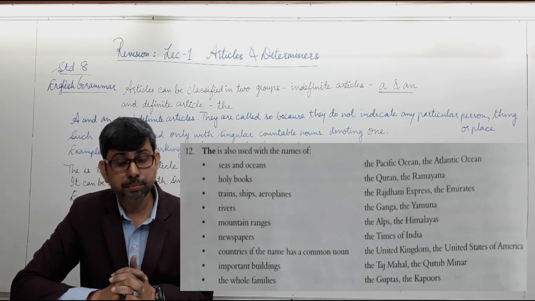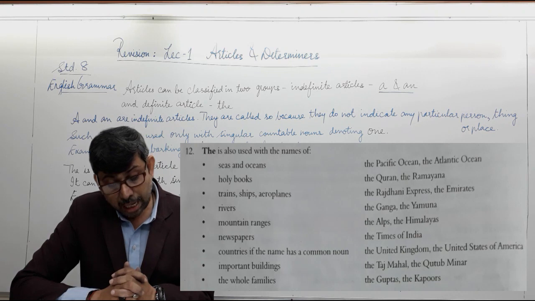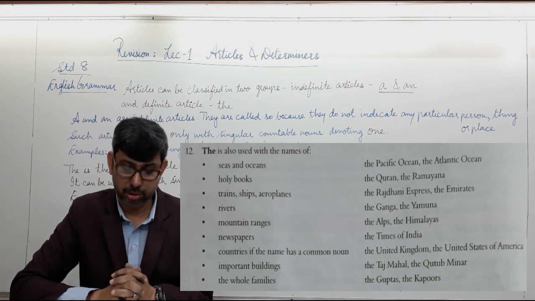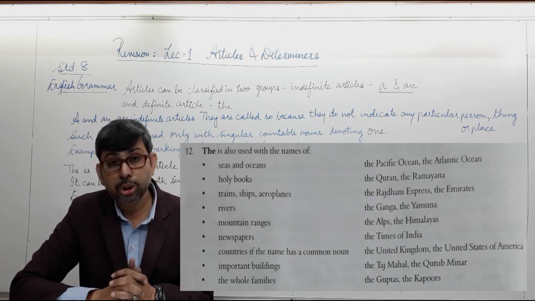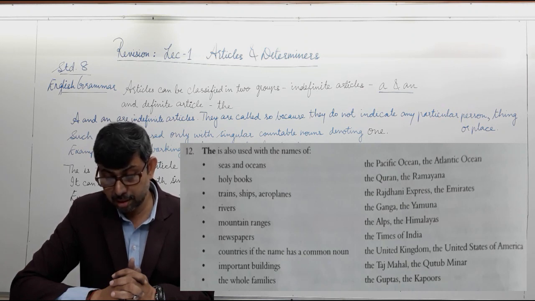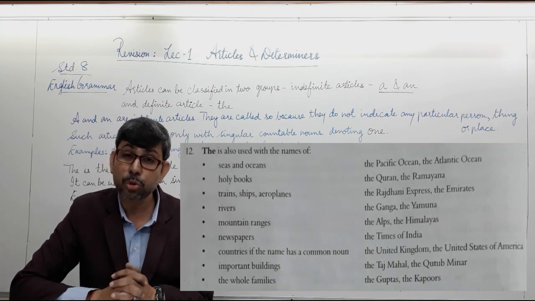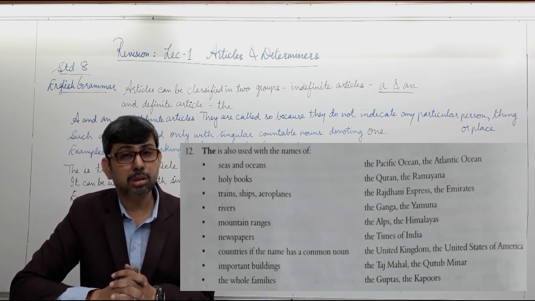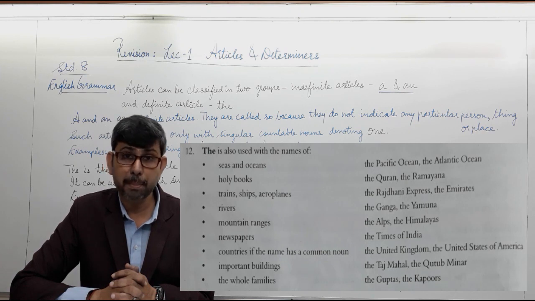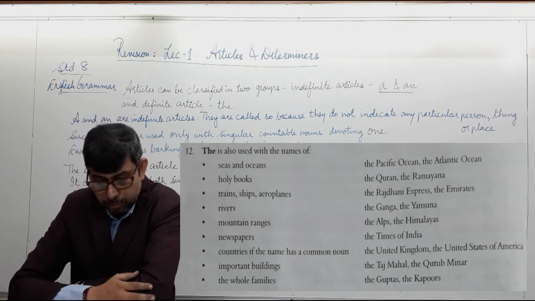Newspapers: the Times of India, the Gujarat Samachar, the Saurashtra Samachar, and so on. Countries, if the name has a common noun, we use the with it. For example, the United Kingdom, the United States of America. Here you will find that United States and United Kingdom have common nouns inside them. Therefore, we make use of the article the. Important buildings use the definite article before them. For example, we say the Taj Mahal, the Qutub Minar.